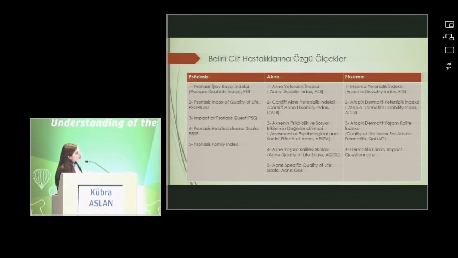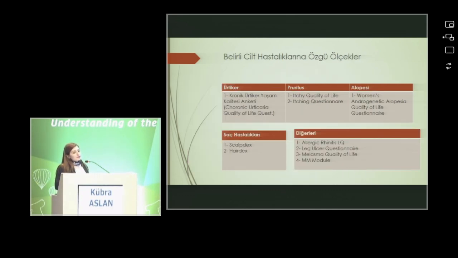Atopic Dermatitis Disability Index, Atopic Eczema Index, Atopic Dermatitis Index, and Dermatitis Family Questionnaire are the other scales. We are evaluating their impact on the quality of life. We are trying to understand the effect of the dermatitis on the family. Apart from that, Chronic Urticaria Quality of Life Index. Pruritus is for the patients with itching problems. Itching Quality of Life and Itching Questionnaire are the scales. The first one has a Turkish version and the other one doesn't. In the cases of itching, we are using it.